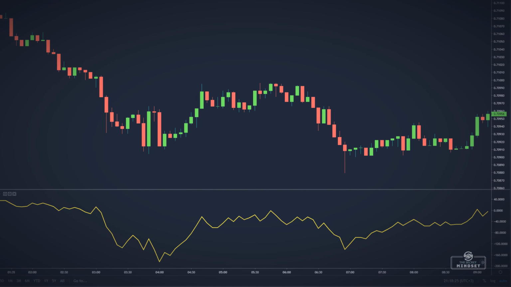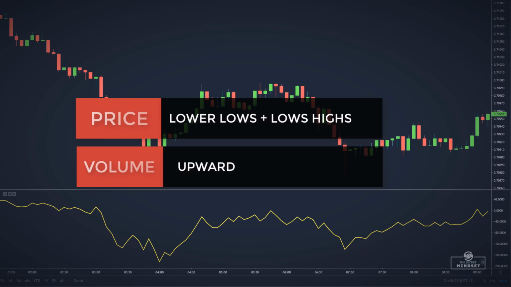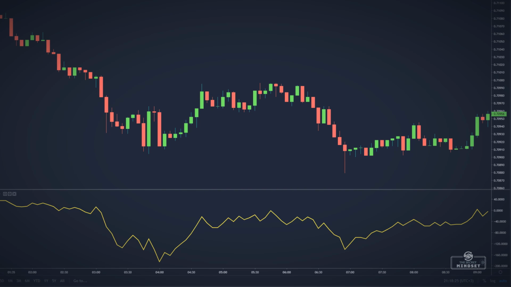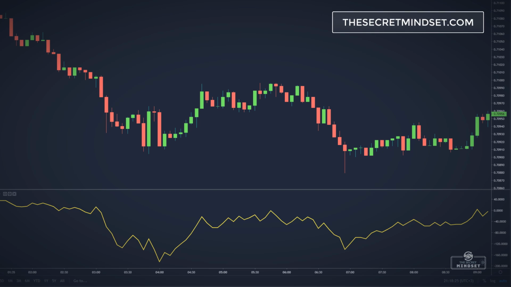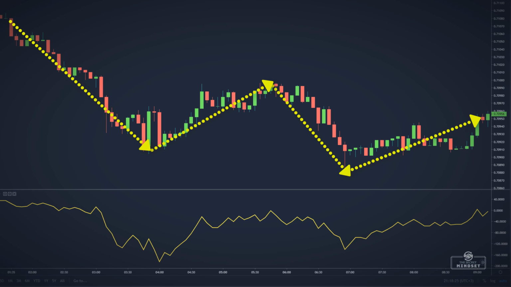The third pattern involves the price making lower lows and lower highs, but the OBV direction is upward. This means that you are in a weak downtrend near reversal. If you look at this chart, we can clearly see that the price is making lower lows, but the OBV is making higher highs, indicating a possible reversal of the price.